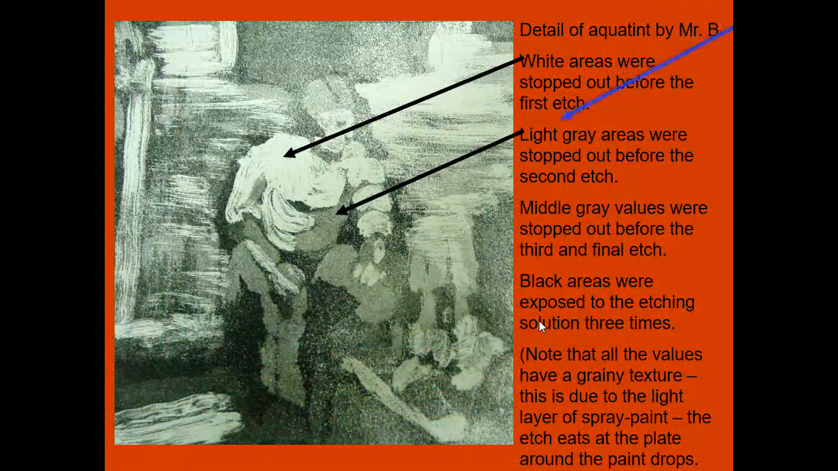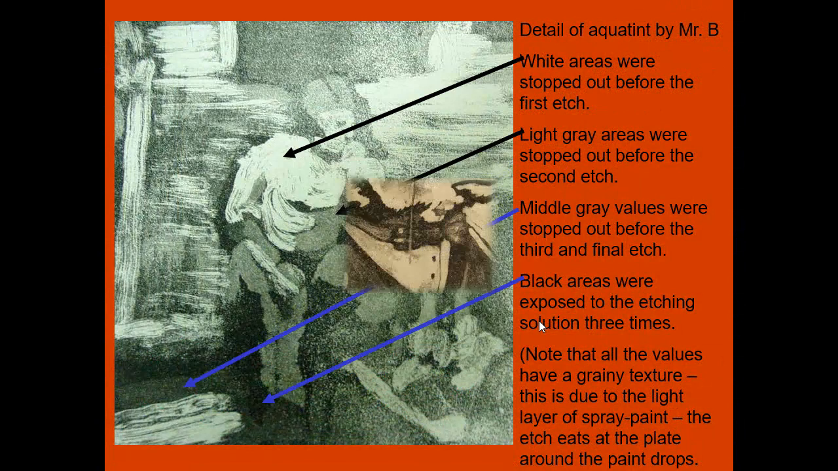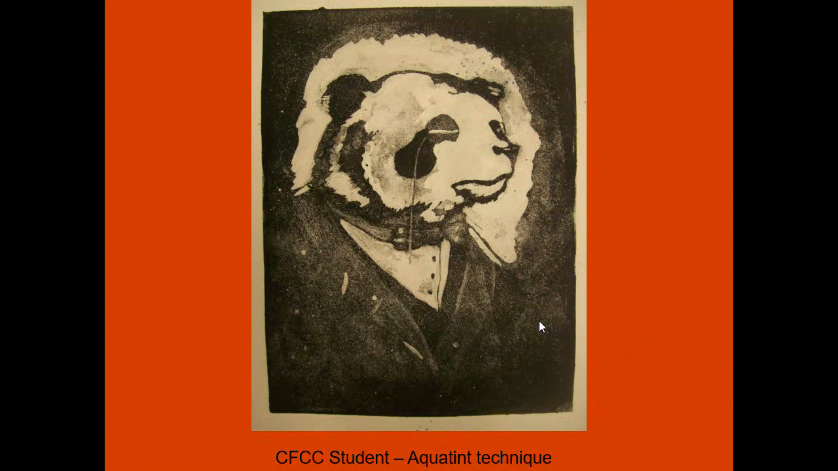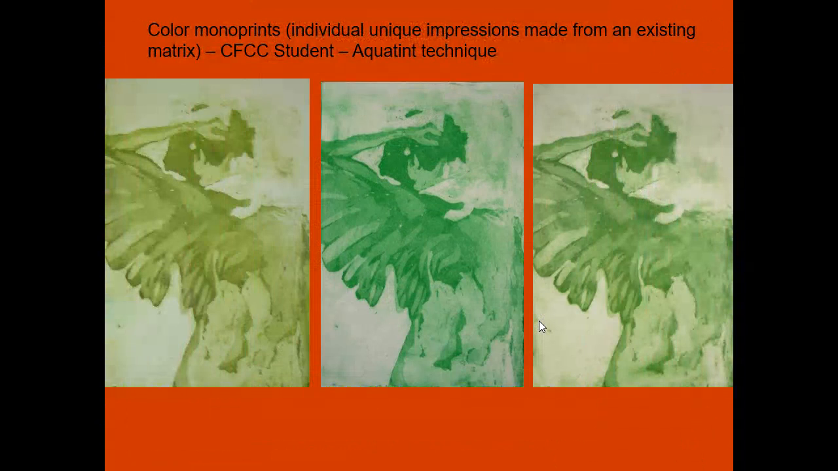Some areas of white, some light, some middle, and some jet black. It kind of looks like a painting. And of course, you can print it in color. This would be a good example of an aquatint that was printed monoprint style. Each one is a slightly different color, but it's the same image.